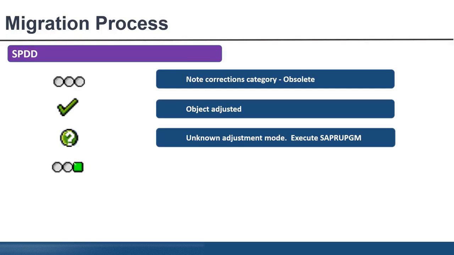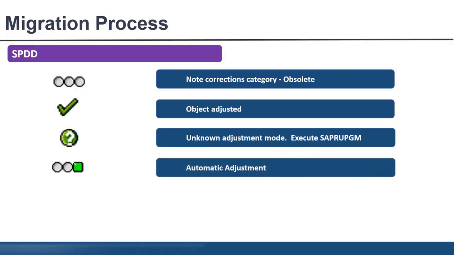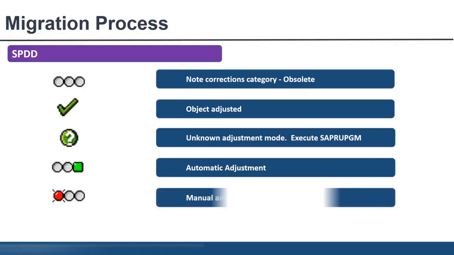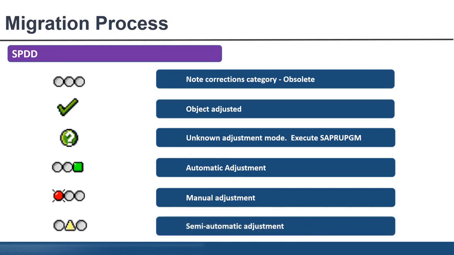Green traffic light indicates automatic adjustment. You need to click on the green traffic symbol and the rest of the things are taken care of by SAP itself. Red traffic light. This indicates manual adjustment, which means that you must make modifications without any special support from the system. Yellow traffic light. This indicates semi-automatic adjustment, which means that the individual tools offer adjustment support.